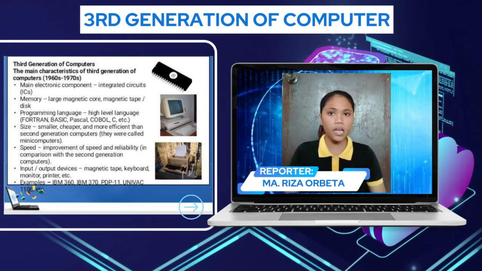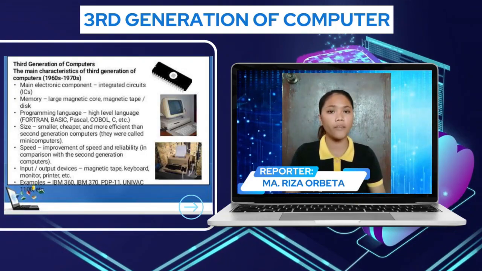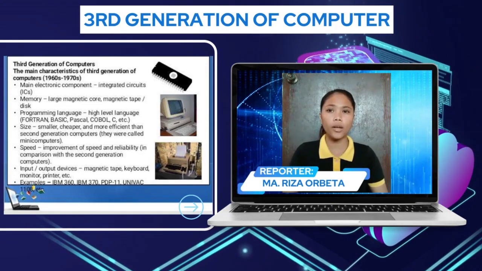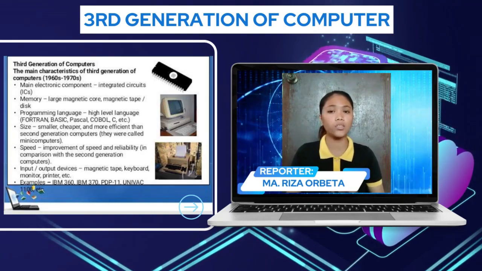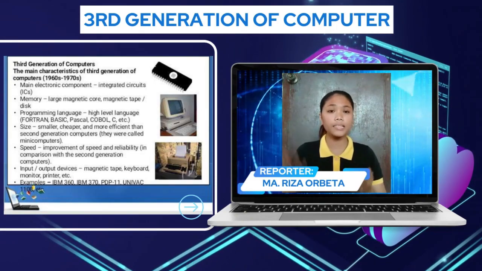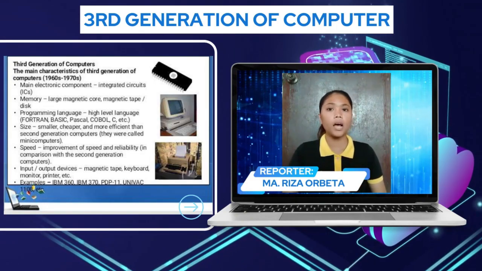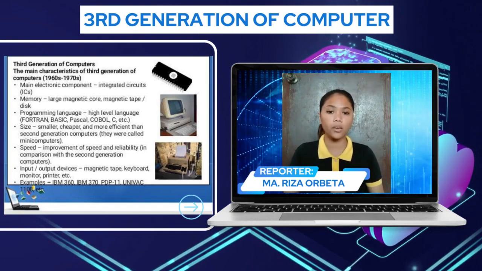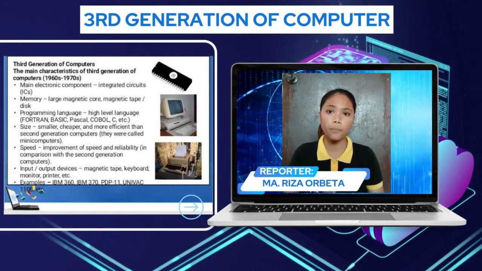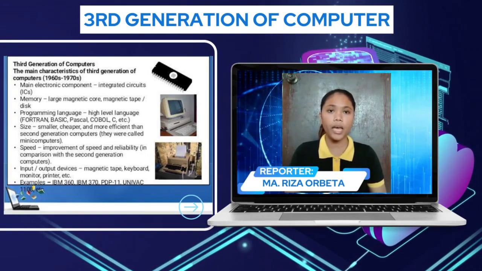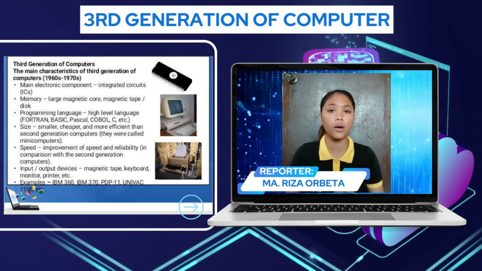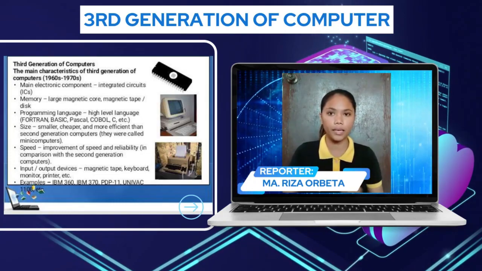Fourth is the size. Smaller, cheaper, and more efficient than the second generation computers. The size of our third generation is smaller than the second generation, so it was called a minicomputer. Fifth is speed. Speed is an improvement of speed and reliability in comparison with the second generation computers. So, there is an improvement in speed and reliability.